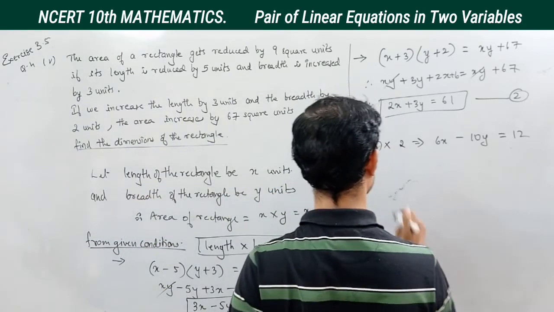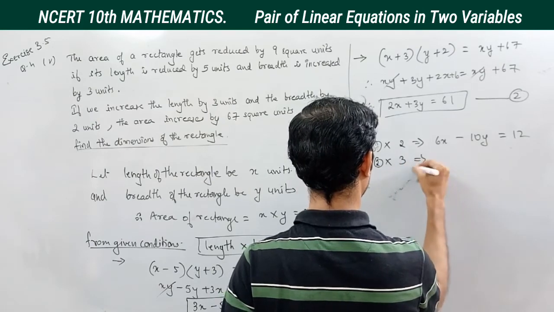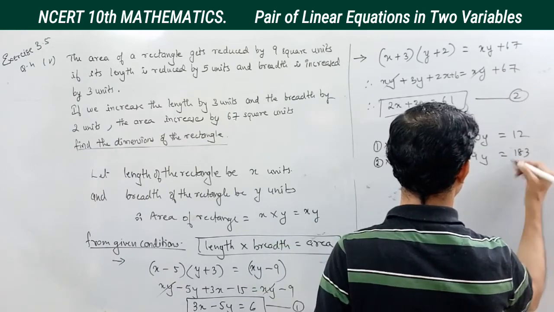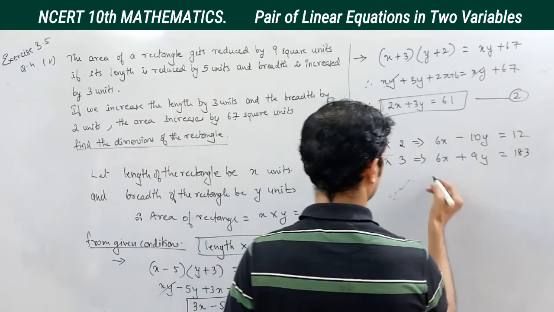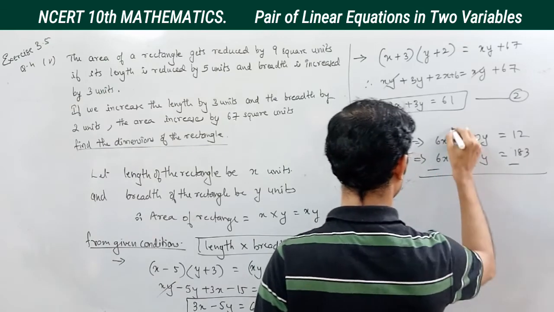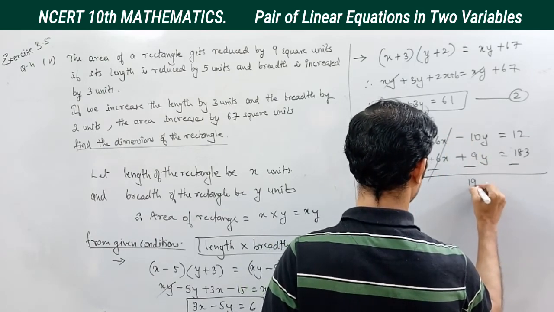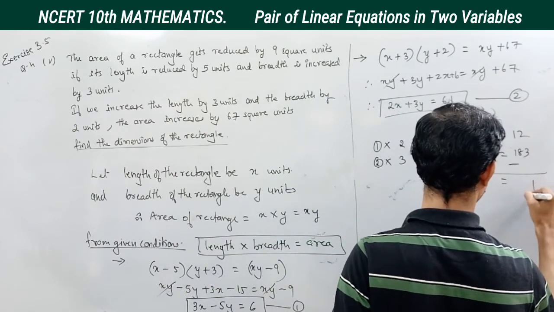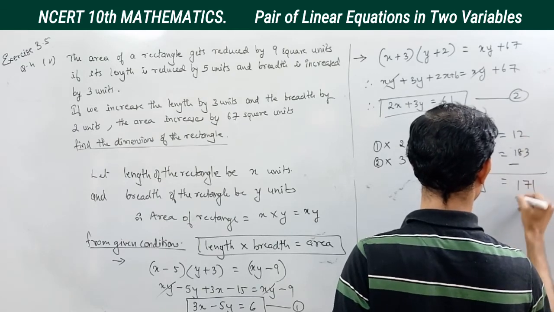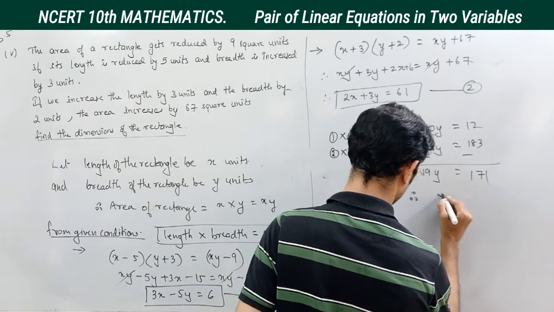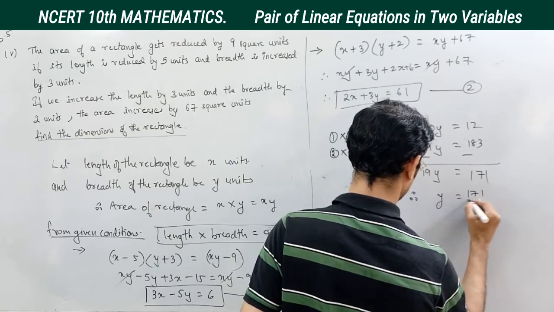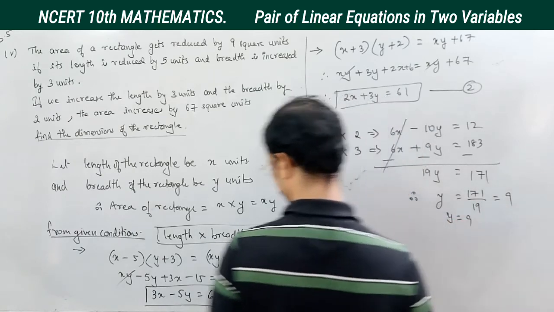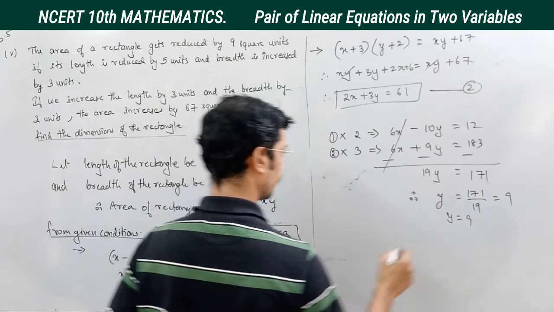Now let us multiply the second equation by 3, and what we get here is 6x plus 9y equal to 183. Now let us subtract, changing the signs, so the 6x terms get cancelled. This is nothing else but 19y equal to 183 minus 12, which is 171. Therefore y equal to 171 by 19, which is equal to 9. So we have the value of y.